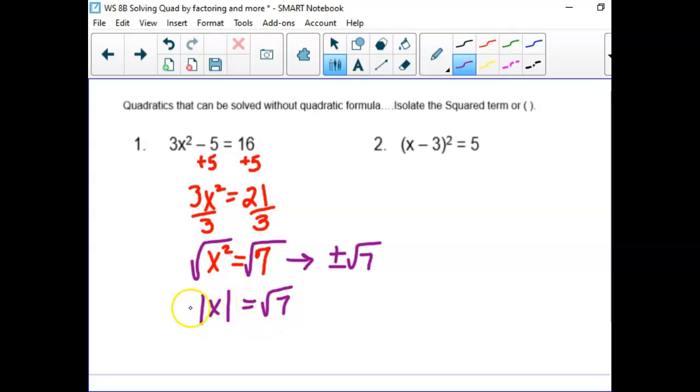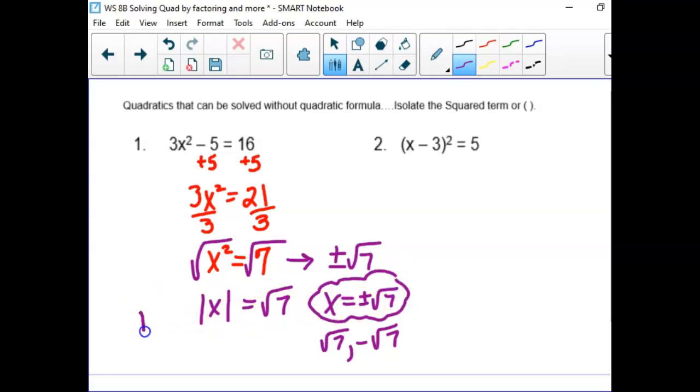Okay. You don't have to write this out. You just have to remember that whenever you square root an x, it can be positive or negative. So the answer is x equals plus or minus square root of 7, or you could list it as square root of 7 and negative square root of 7, but you don't have to. This is fine with me. Okay. This was the fancy way of explaining why that works, but we don't need to do that.